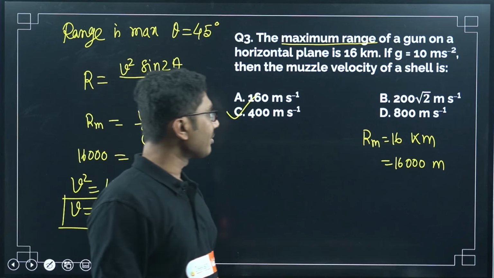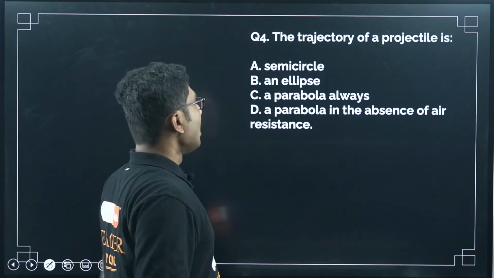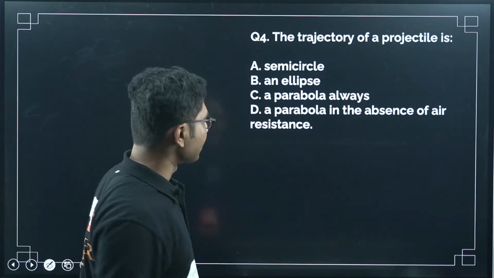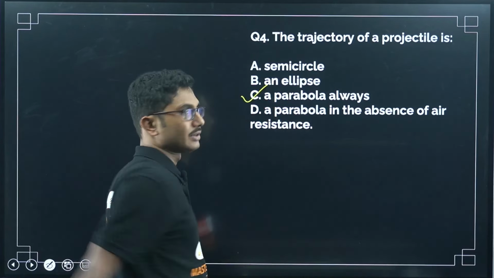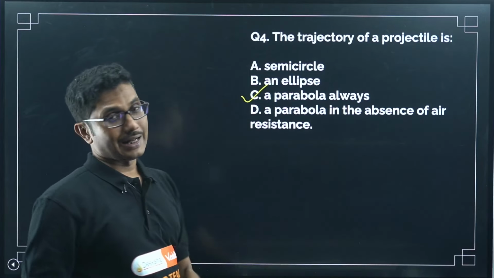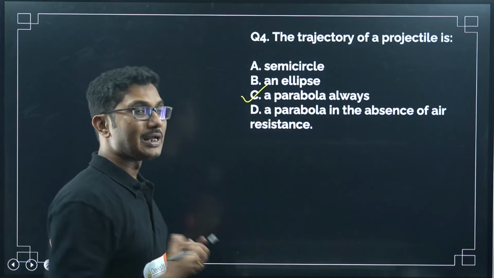Small problem, easy problem. Now the trajectory of a projectile is semicircle, ellipse, parabola. Always parabola in the absence of air resistance, it's parabola always. Does not matter if there is air resistance or not. If there is air resistance, then there will be slightly different, but it will still be a parabola.